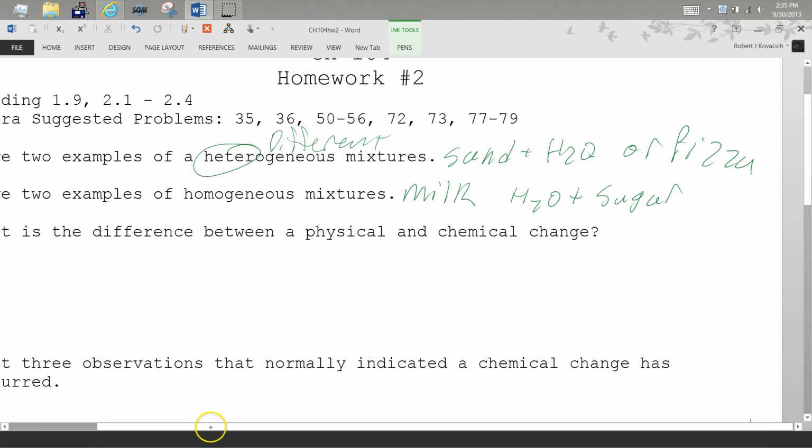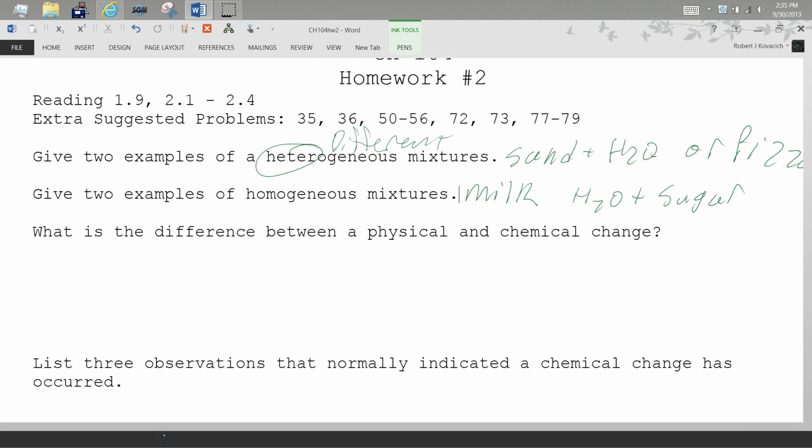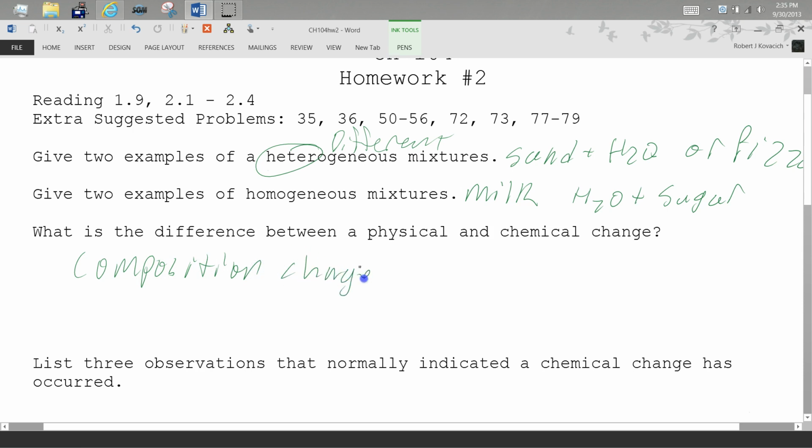All right, so differences between chemical change and physical change. What's the major difference? Composition. It's about a composition change. A chemical change changes the composition. So a composition change happens in a chemical reaction, right? And it doesn't happen in a physical change.